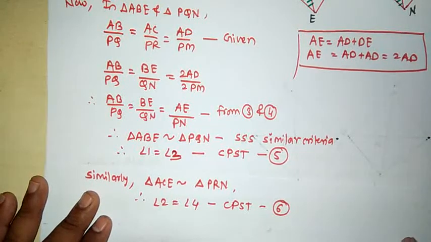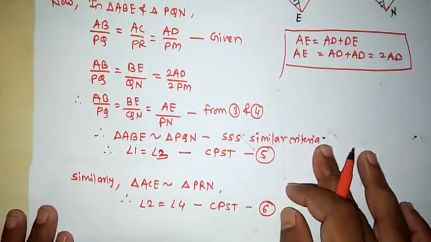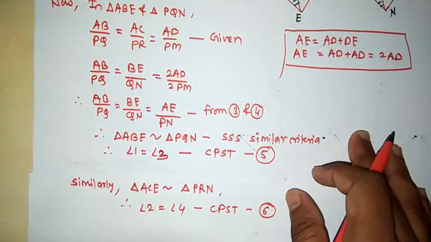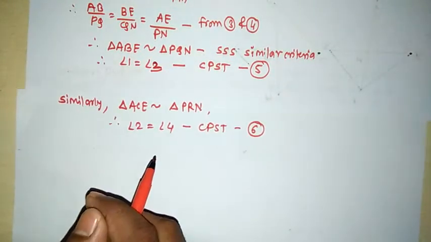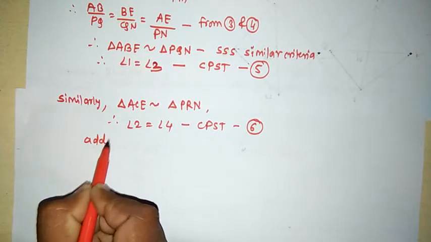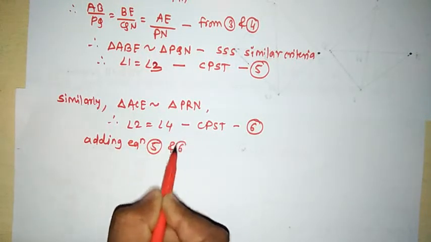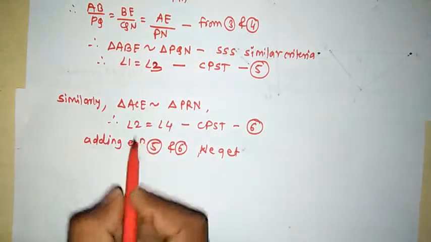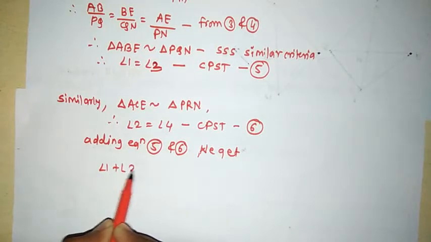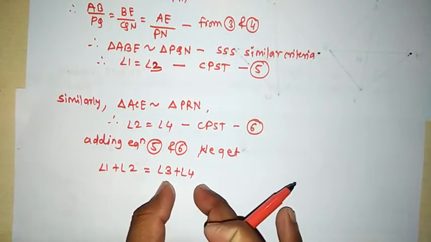Now, adding equation 5 and 6. What we will get, see here: angle 1 plus angle 2 is equal to angle 3 plus angle 4. After adding equation 5 and 6, we get angle 1 plus angle 2 and angle 3 plus angle 4.